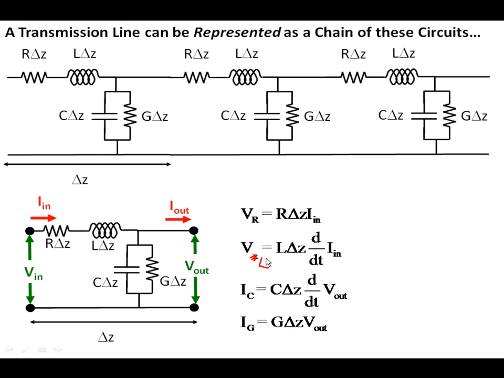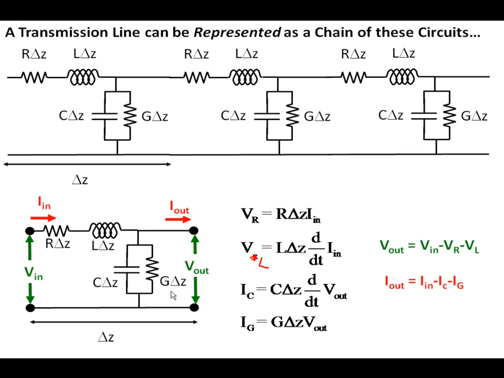And let's go ahead and fix this. This should actually be V sub L, not V sub R. But the voltage across the resistors and the voltage across the inductors, the current through the capacitor and the current through our conductance there can just be given by these equations. This is standard sophomore electrical engineering stuff.